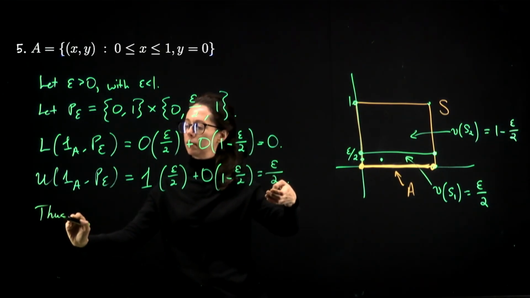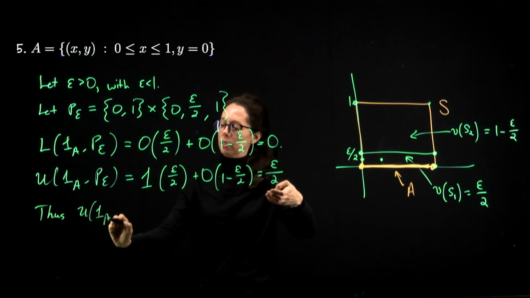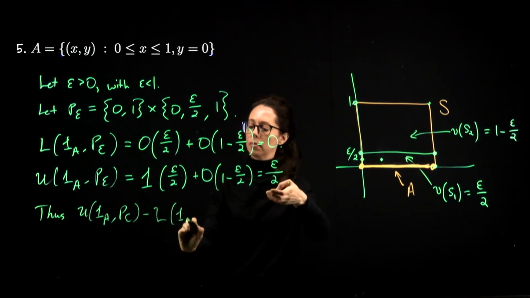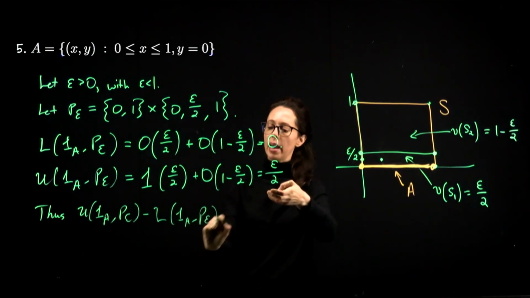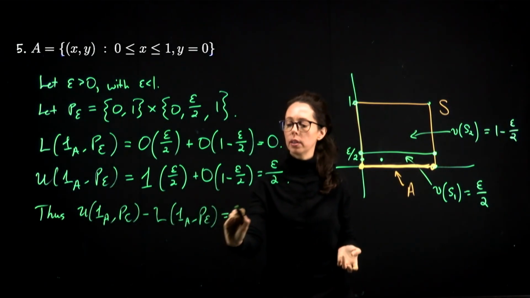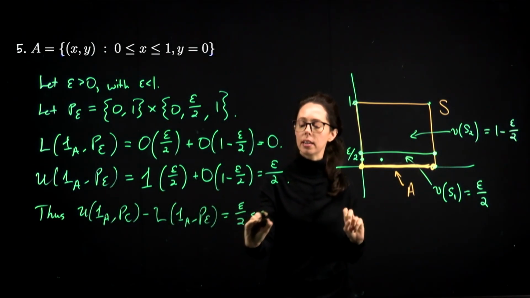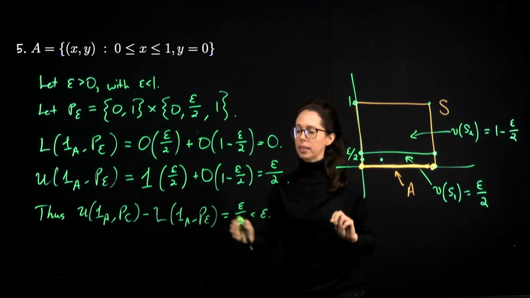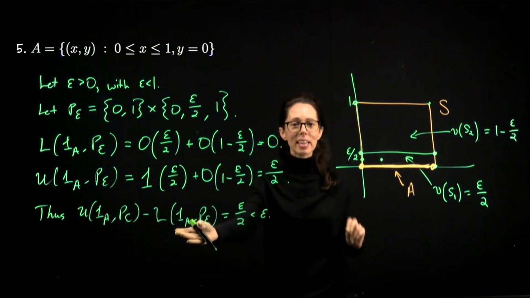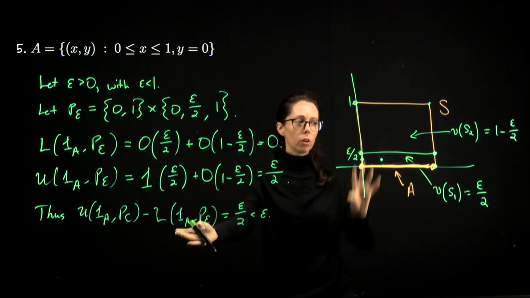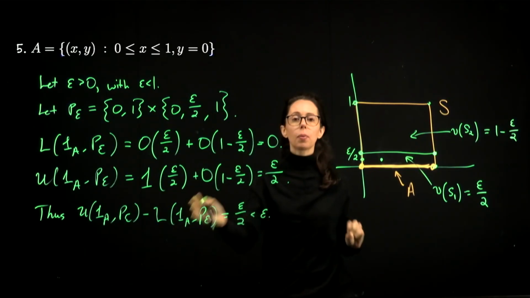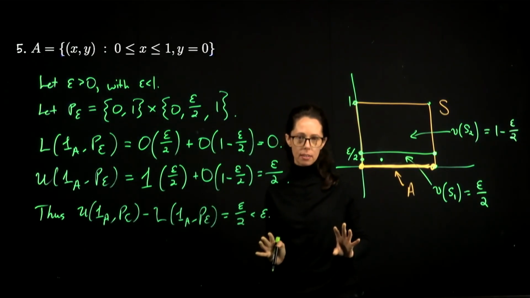Thus, the upper sum minus the lower sum with respect to this partition that we have is equal to epsilon over 2, which is less than epsilon. By Riemann's condition, that tells us that the characteristic function of A is Riemann integrable over A as a subset of S. It's Riemann integrable, therefore the volume exists.